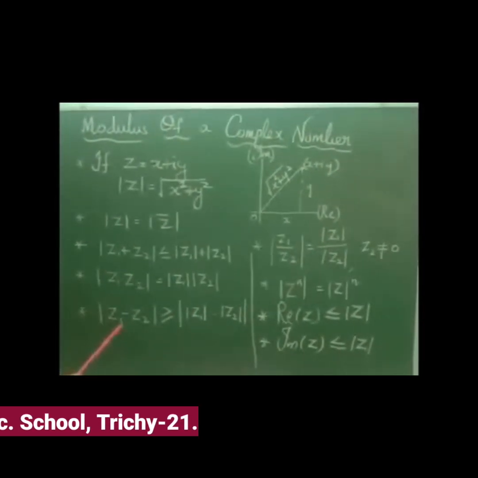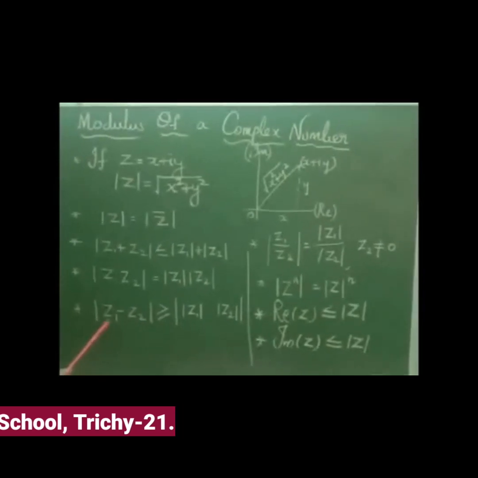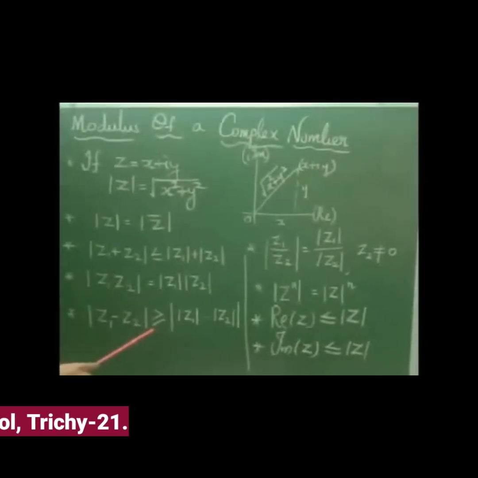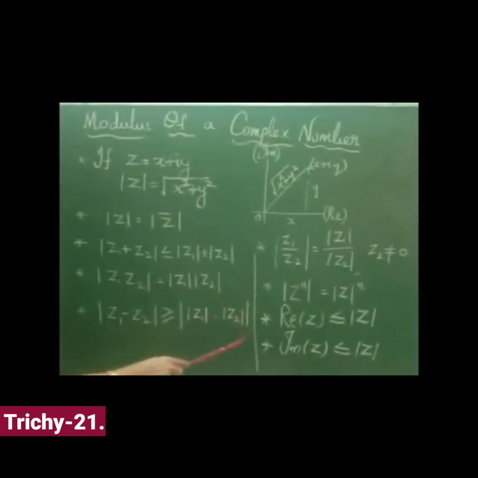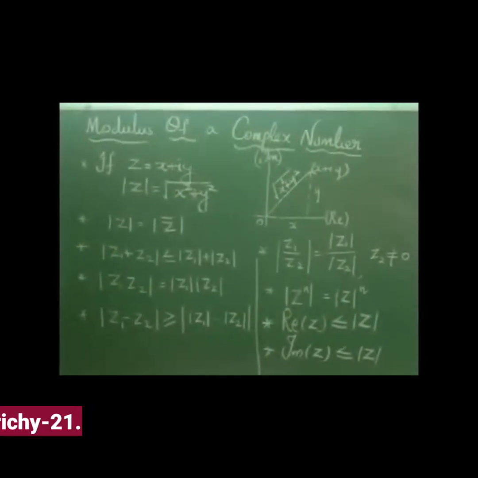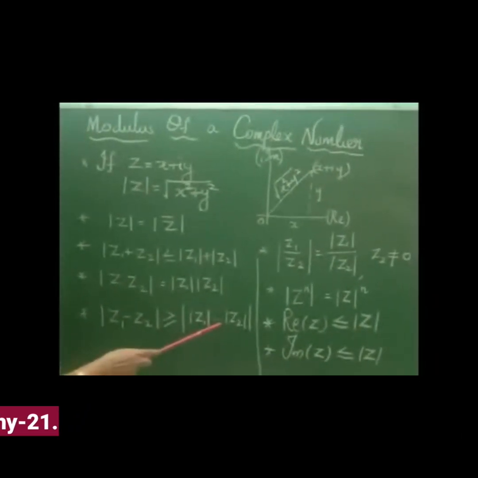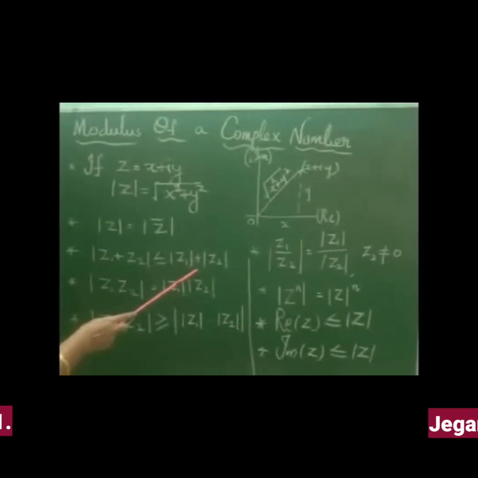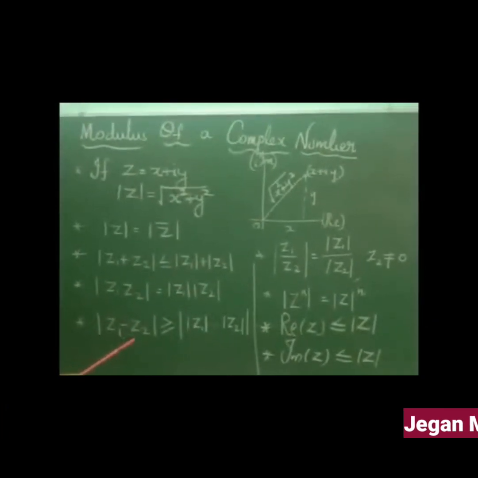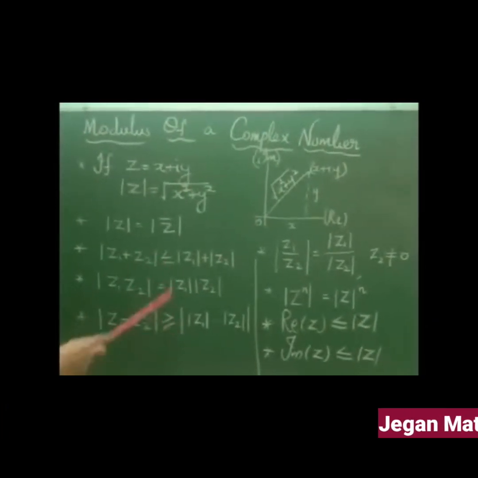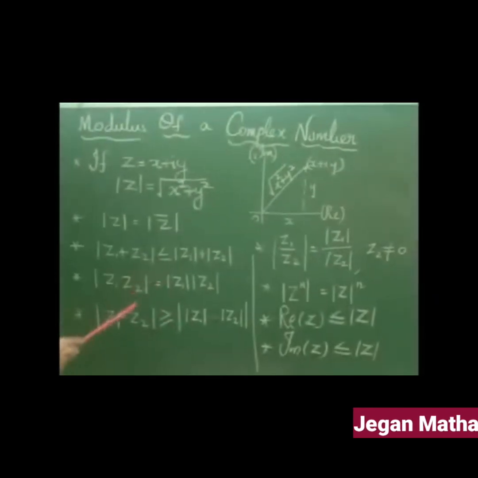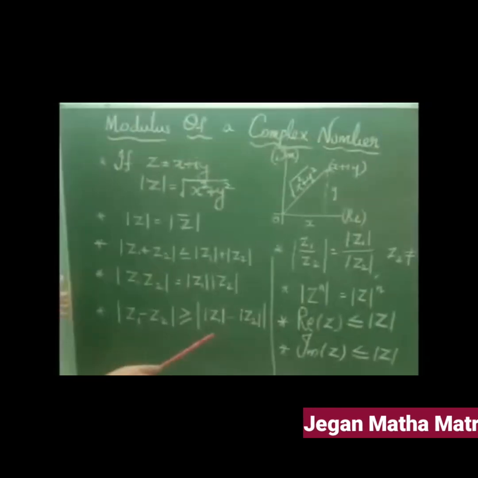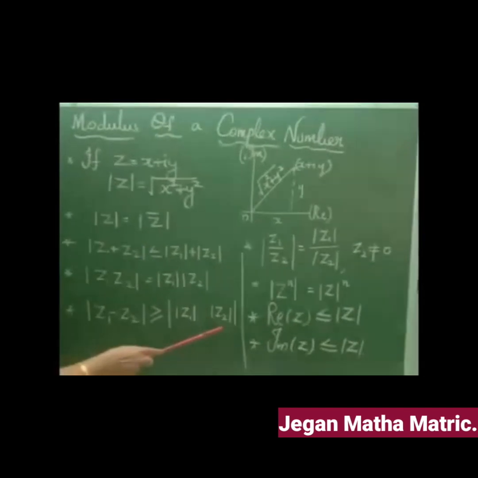Third one, subtraction of any two complex numbers. Modulus of z1 minus z2 must be greater than or equal to modulus of z1 minus modulus of z2; inside also you should write the modulus value. In addition form, we write less than or equal to. Subtraction form is greater than or equal to, we are reversing the inequality. So subtraction form is greater than or equal to modulus of z1 minus modulus of z2.